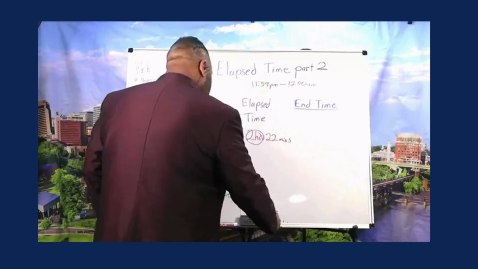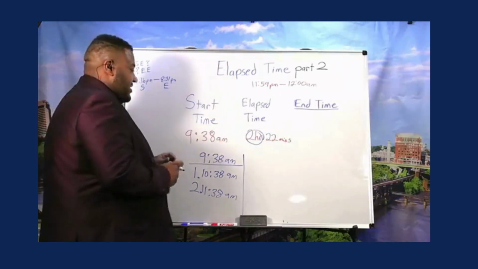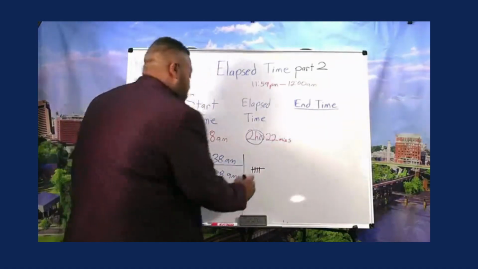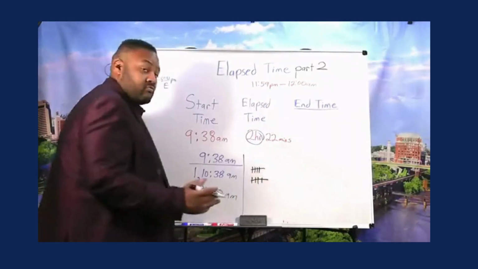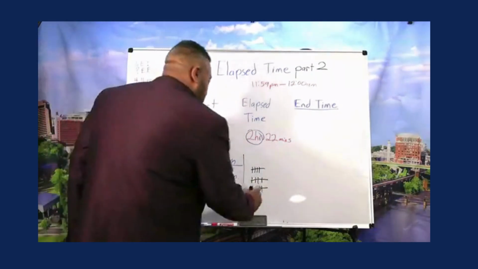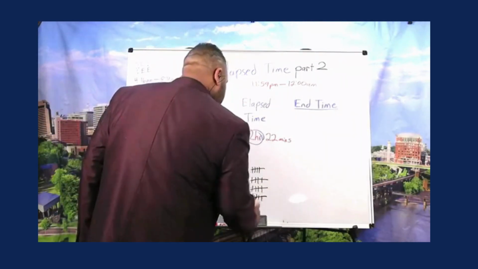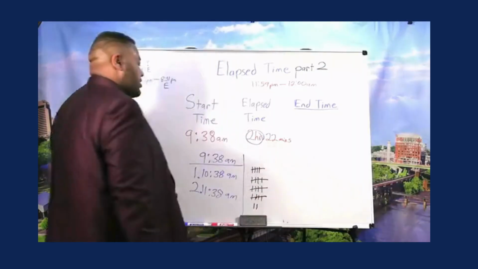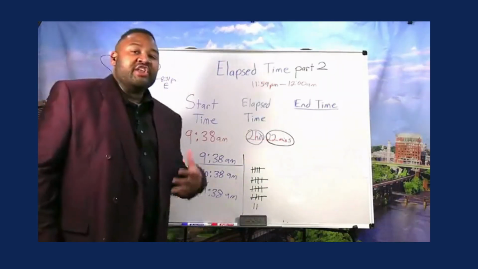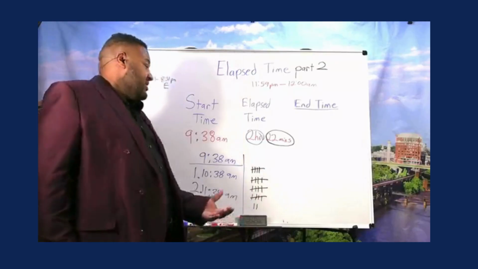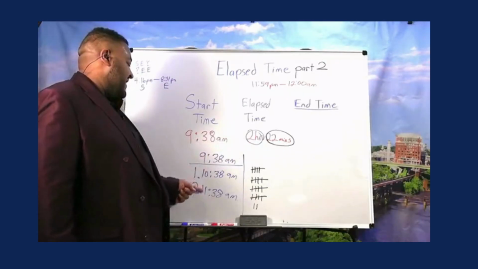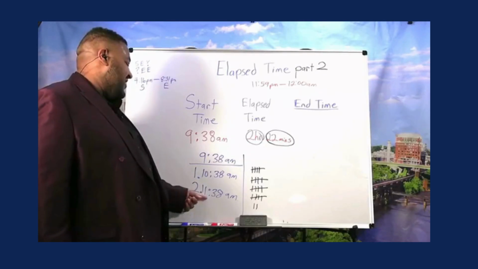Now, I want to come over to this side over here. They said we need how much? 22 minutes. So how do I do 22 minutes? Watch this. 5, 10, 15, 20, 21, 22. So that's what 22 minutes looks like in tally marks. So all we're doing is working forward, the same method. I had 9, I did 2 hours forward: 10, 11. Okay? So now it's 11:38.